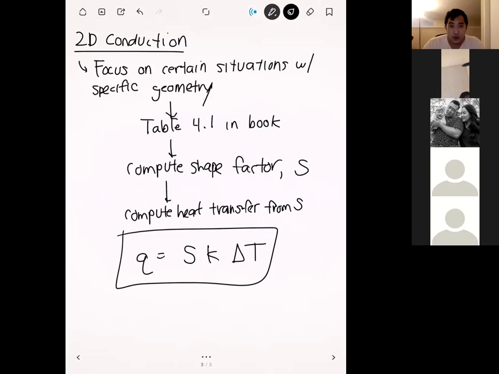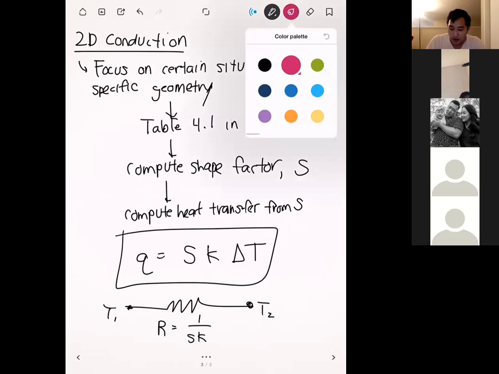Right? And so we basically set this up the same as a thermal resistance. If you think of it like this, we have T1, T2. This resistor here is just 1 over Sk. And so this product of the shape factor times the thermal conductivity, you can think of almost as a resistor in a circuit.